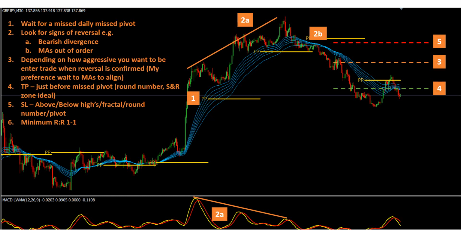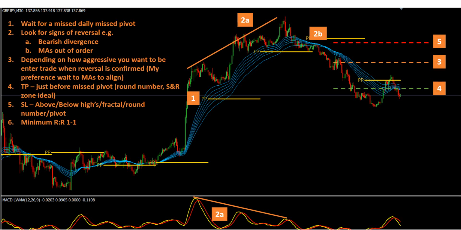We don't do anything at this stage. We're just identifying a chart of interest where there's a mispivot. Once we have the mispivot, what we're looking for is signs of a reversal. So in this case, we're looking for price to start to turn bearish.